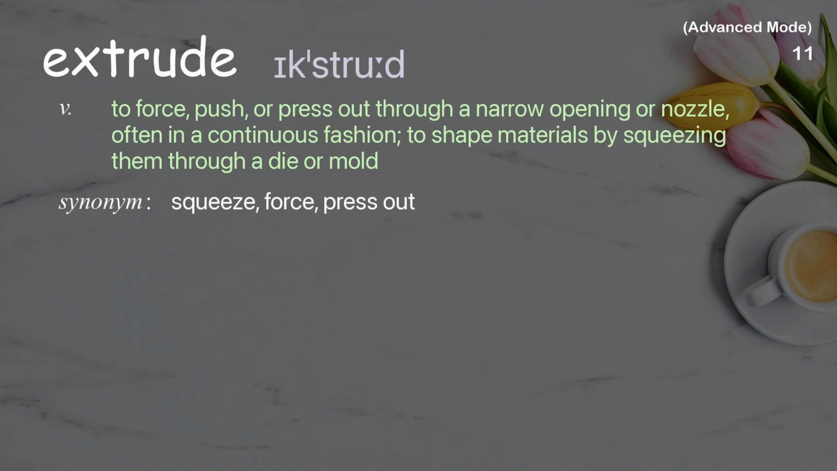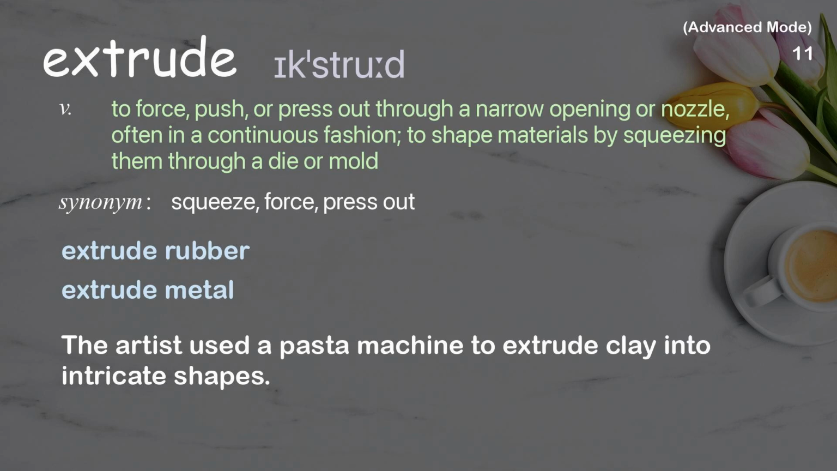Extrude. To force, push, or press out through a narrow opening or nozzle, often in a continuous fashion; to shape materials by squeezing them through a die or mold. Examples: Extrude rubber. Extrude metal. The artist used a pasta machine to extrude clay into intricate shapes.